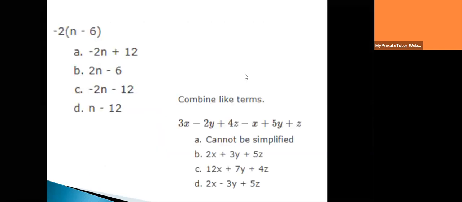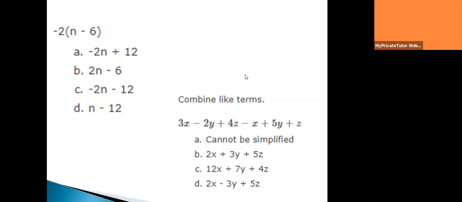Yeah, quickly, I think these are the last two sets. So just expand this. -2 times n, then -2 times -6. What's the answer? A. Joseph said A. Everyone agrees to that, I hope. Because -2 times n is -2n, and -2 times -6 is +12. What about the next one rather?